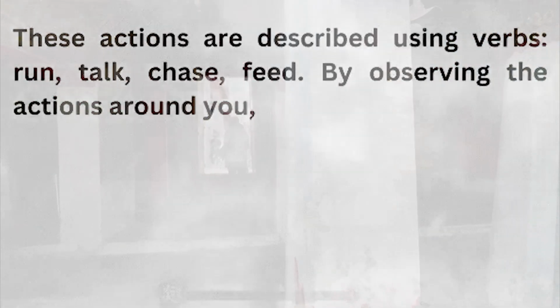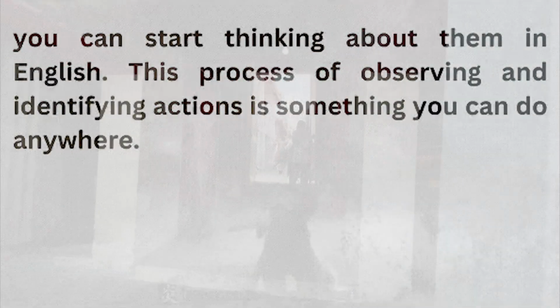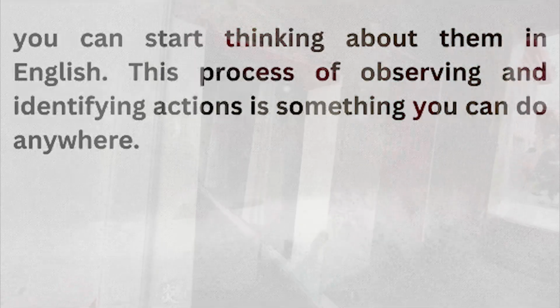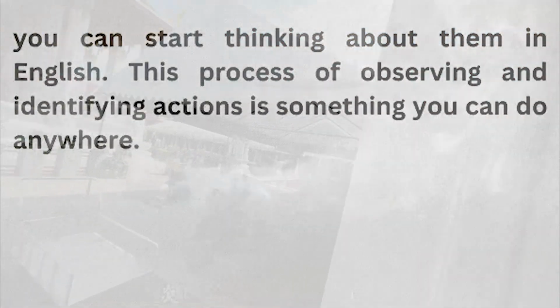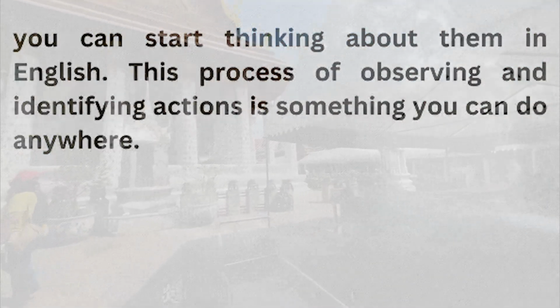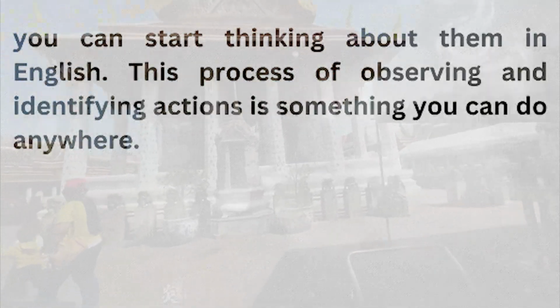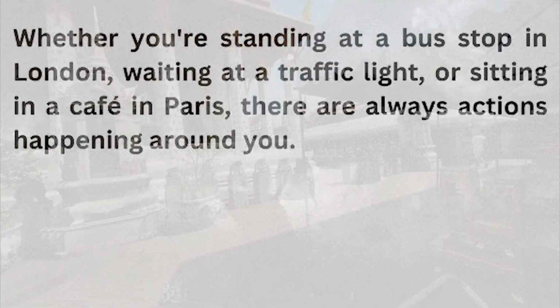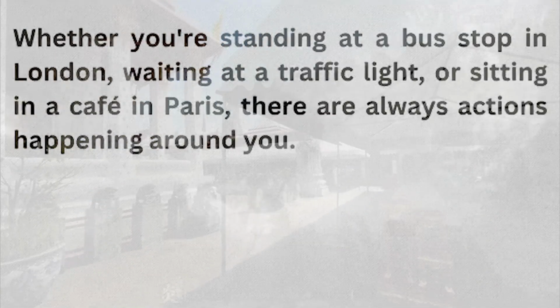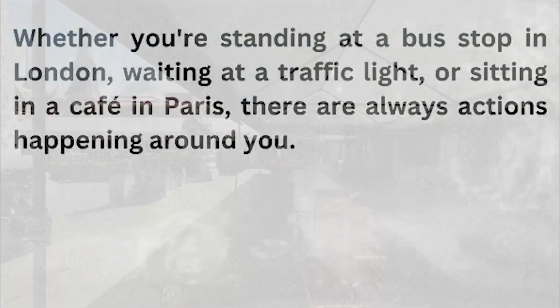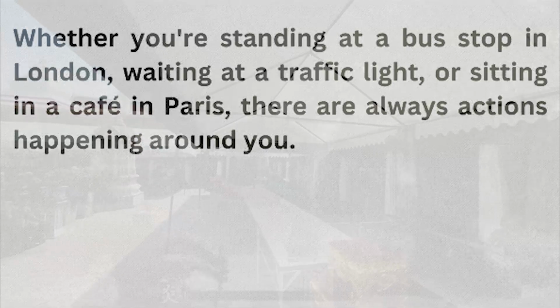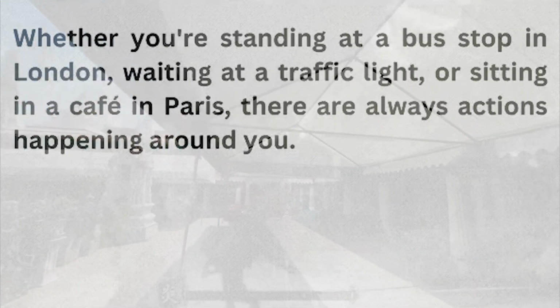By observing the actions around you, you can start thinking about them in English. This process of observing and identifying actions is something you can do anywhere. Whether you're standing at a bus stop in London, waiting at a traffic light, or sitting in a cafe in Paris, there are always actions happening around you.